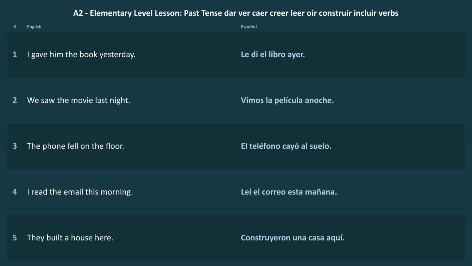Now, creer, to believe. In the past, creyó, he believed, and creyeron, they believed. Very useful in conversation. For example, creí que era tarde. I thought it was late. Literally, I believed that it was late. Spanish uses creer in places where English often says think. How do you say, she believed me in Spanish?